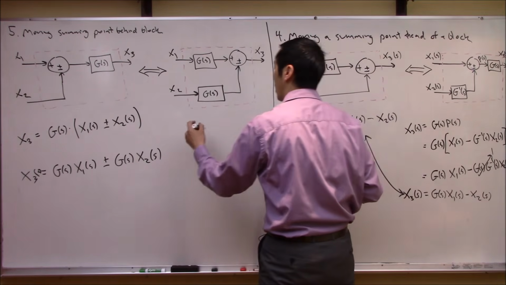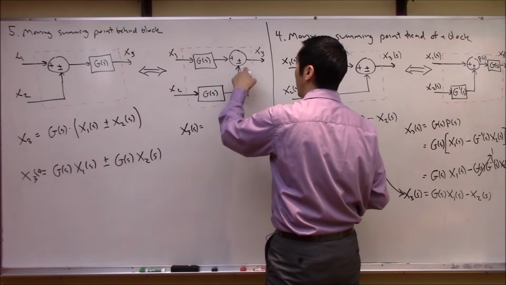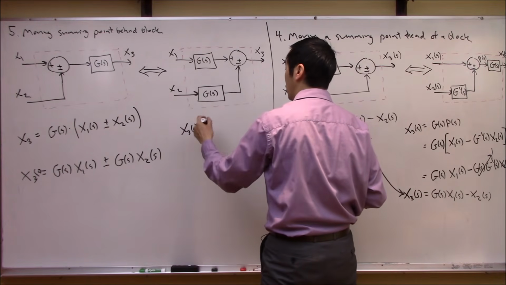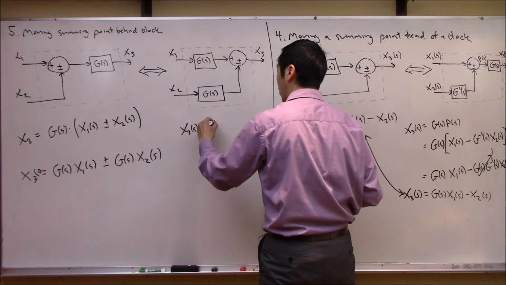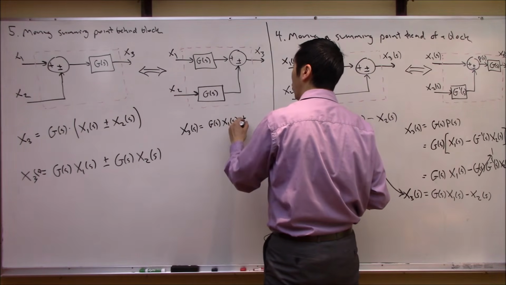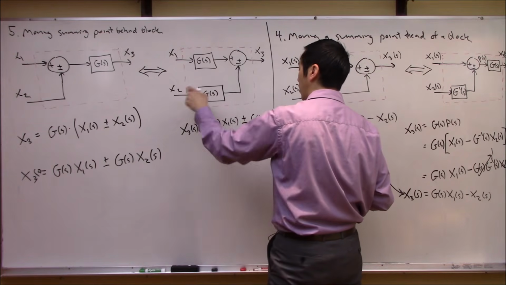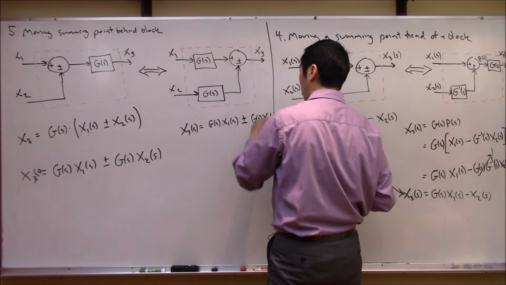Okay, let's make sure we have that exact same relationship on this side. So again, starting with x3, we see that x3 is this signal right here, which is going to be g of s times x1 of s, plus or minus this signal here, which is g of s times x2.